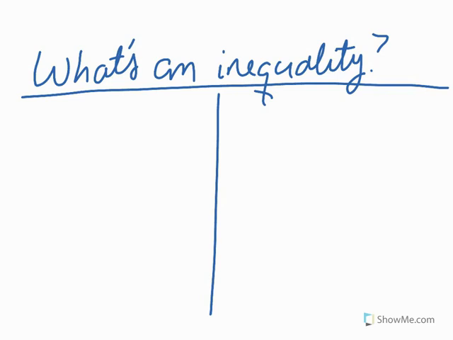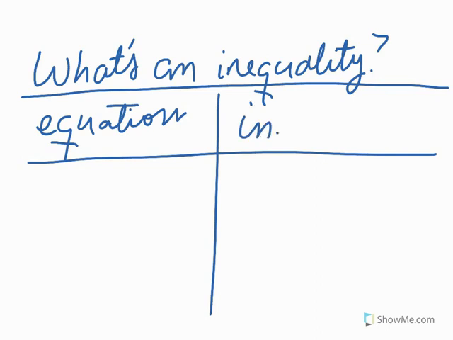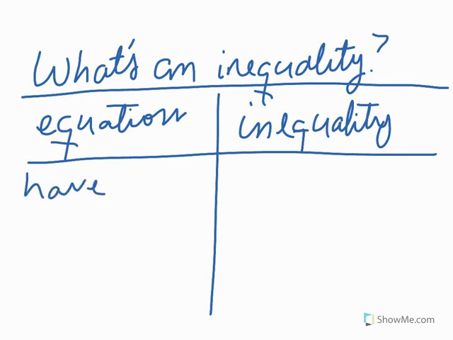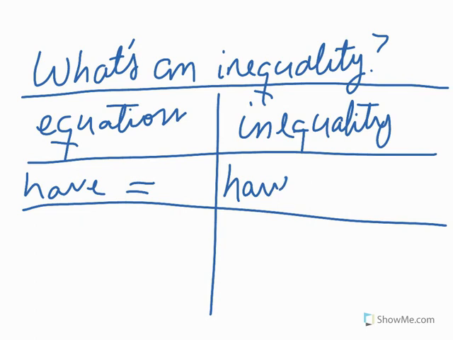When thinking about what an inequality is, it's helpful to think about what an equation is. We know a lot about equations and how that differs or is the same from an inequality. So as you know, equations have equal signs. Inequalities do not have equal signs. Inequalities could have less than symbols, greater than symbols, less than or equal symbols, or greater than or equal symbols, and you've seen these before.